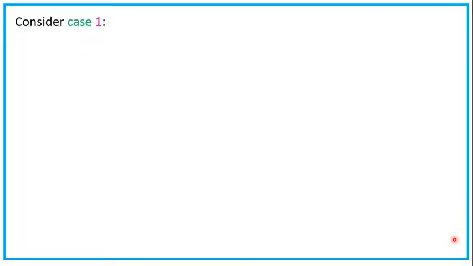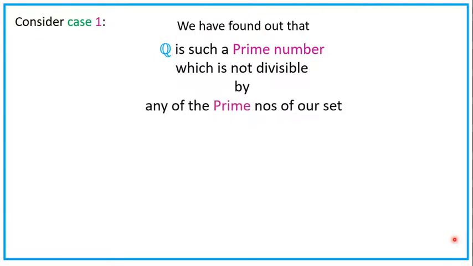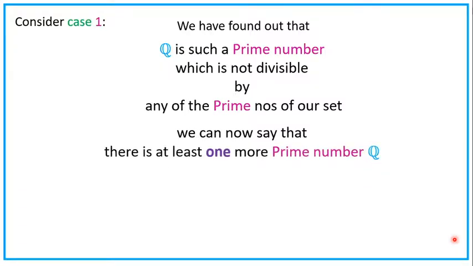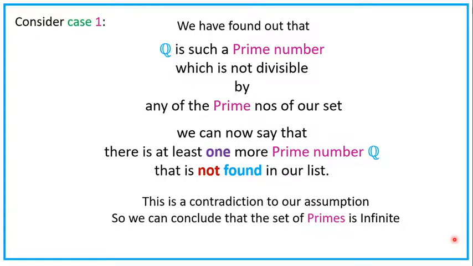Okay, now let us consider case number 1. So we have found out that q is such a prime number which is not divisible by any of the prime numbers under our set. So we can now say that there is at least one more prime number q that is not found in our list. Okay, this is a contradiction to our assumption. So we conclude that the set of prime numbers is infinite only.